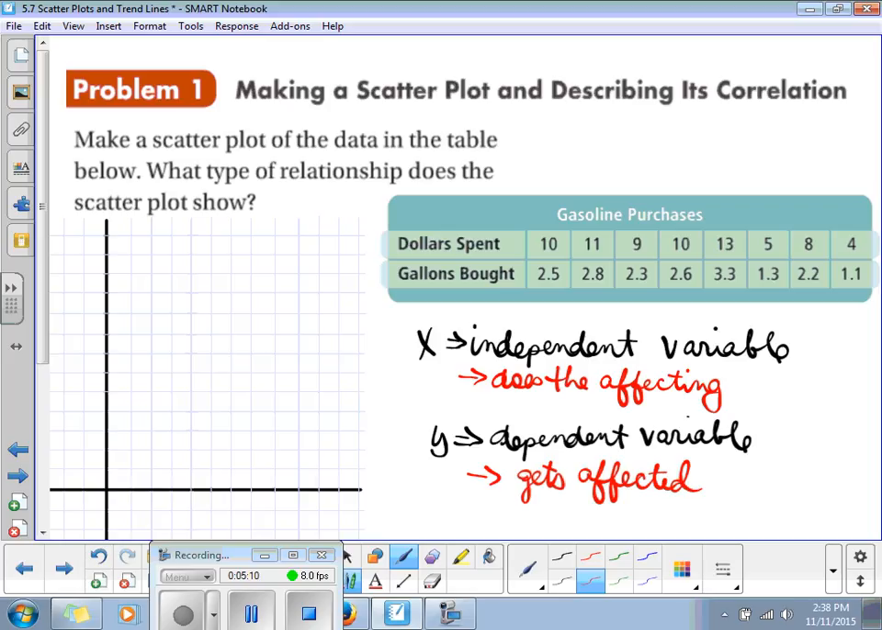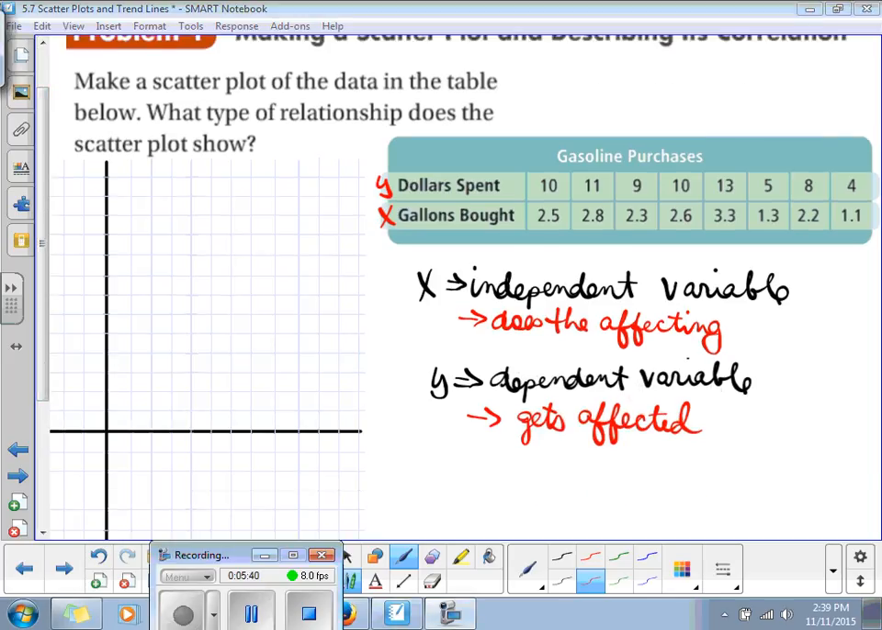Dollars spent is x? No. Think about when your parents go to the gas station. First they pump the gas, and then however many gallons they put in determines how much they're going to spend, or how much they have to pay. So here, gallons bought is the x, and dollars spent is the y. Does that make sense?